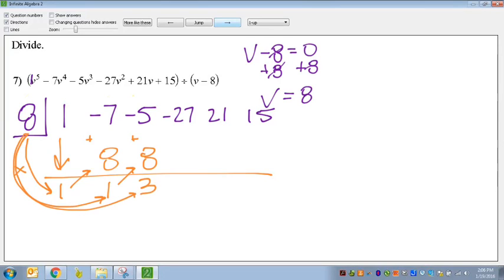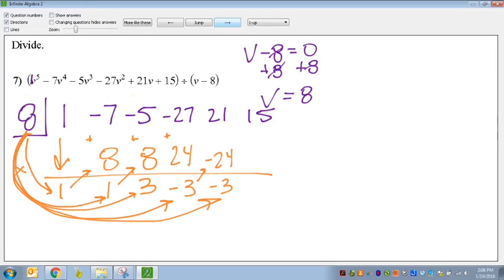So 8 times 3 would give me 24. Negative 27 plus 24 gives me negative 3. And then we do 8 times negative 3, which gives me negative 24. 21 minus 24 is negative 3. And then 8 times negative 3 gives me negative 24. And 15 minus 24 gives me, I believe, negative 9. Okay? And I'm done. Negative 9 is my final term there. All right, so I have now done synthetic division.